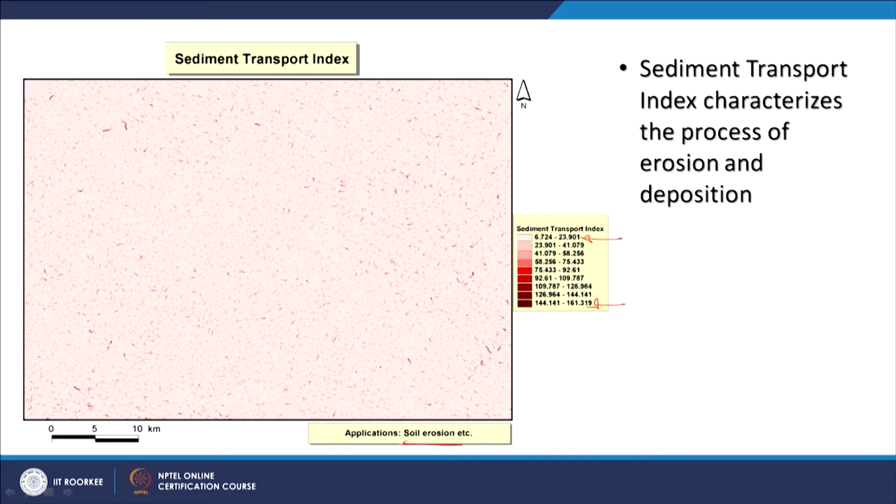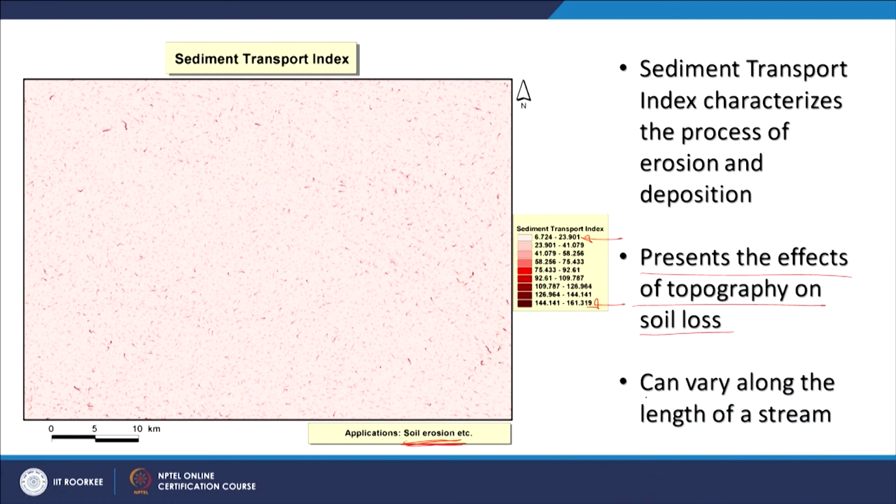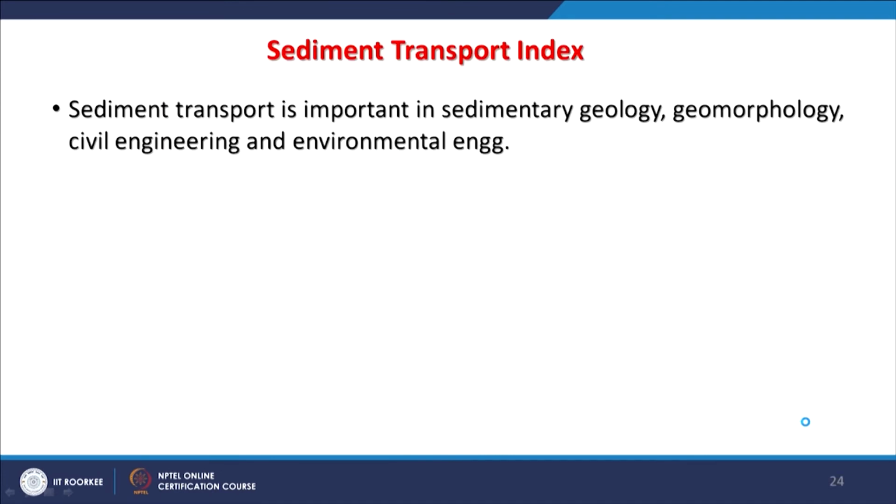And the application of this is mainly in soil erosion studies. So, the sediment transport index characterizes the process of erosion and deposition. Wherever you are seeing all these dark areas, basically they are indicating the depositional areas. So, it presents the effects of topography on the soil loss and can vary along the length of a stream, of course.